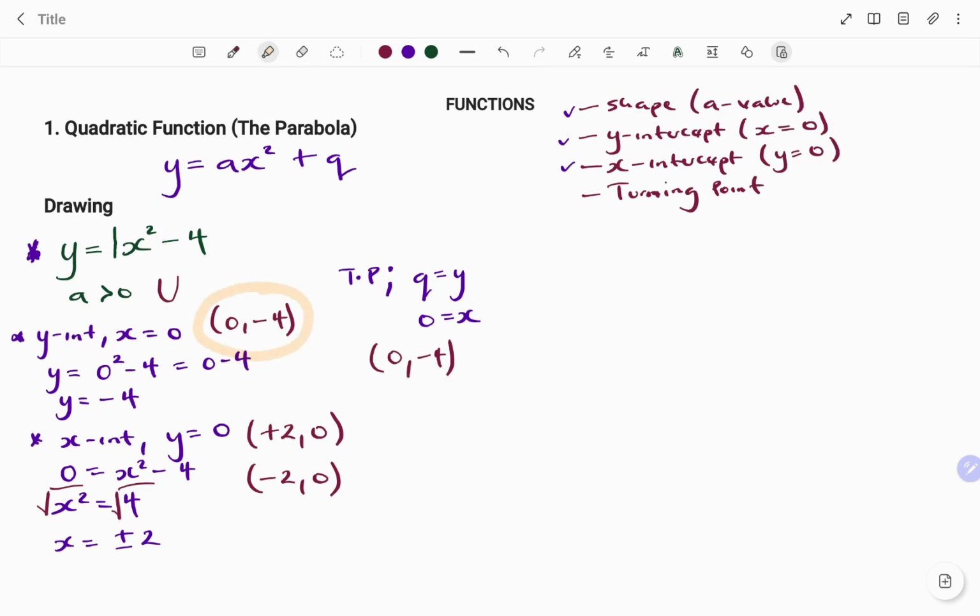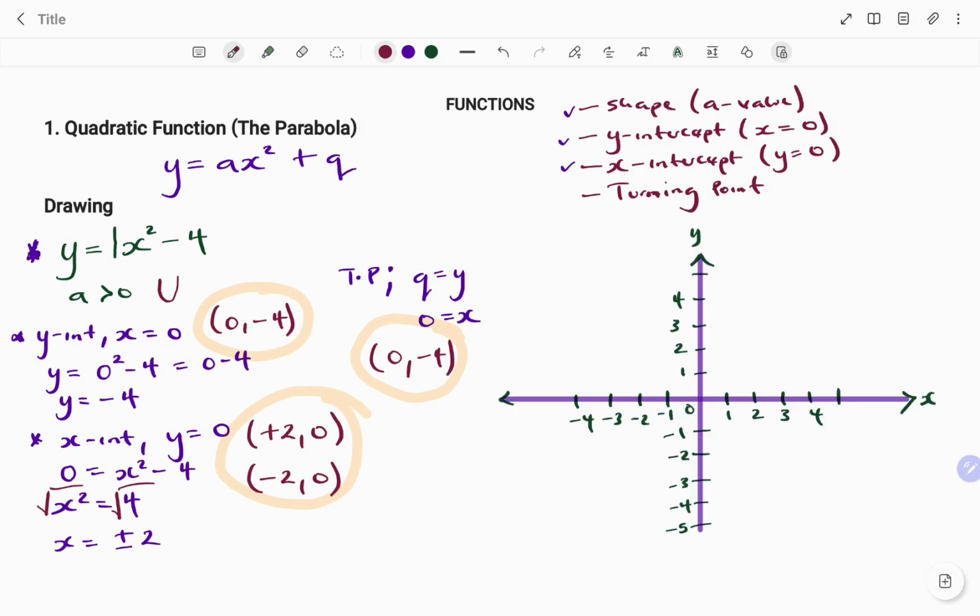So the points I need at this point in time are my y-intercept, my x-intercepts, the 2 points, and then the coordinates of my turning point. So drawing my parabola, I have my x and y-axis as shown. Then you can see that my y-intercept is also my turning point. So I start with that. My turning point will be 0 and negative 4. So that's 0 and negative 4.